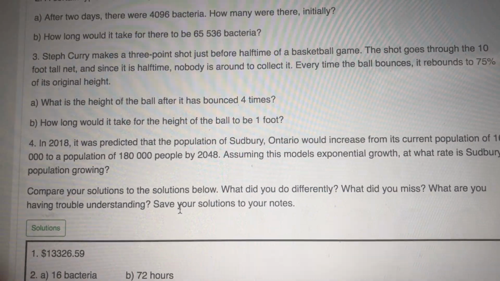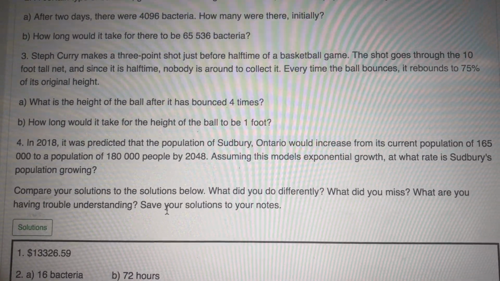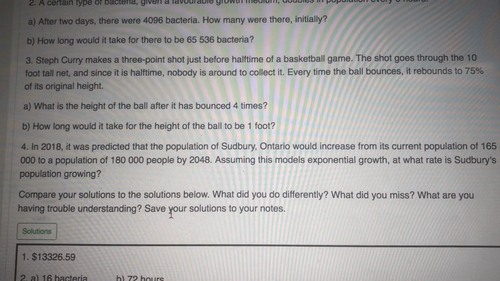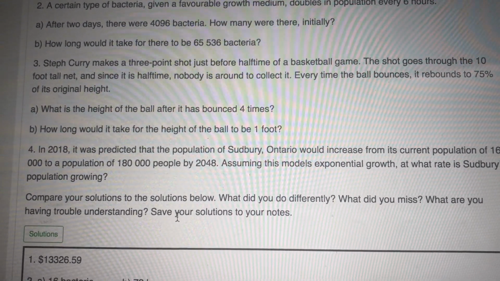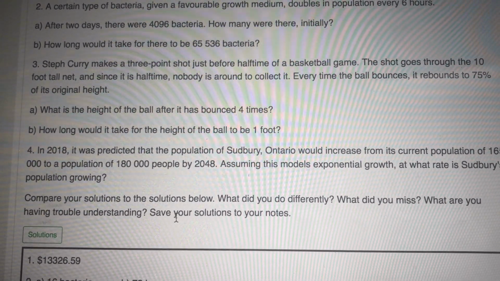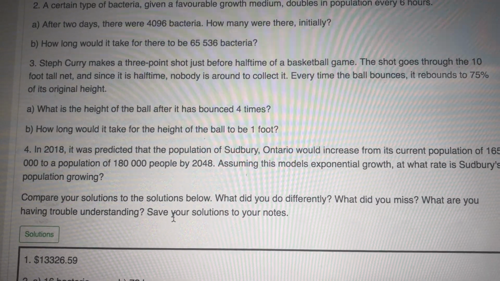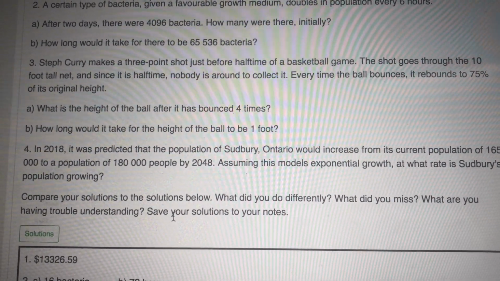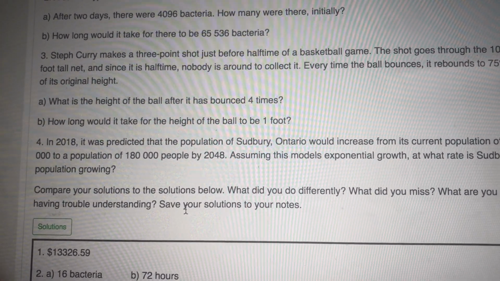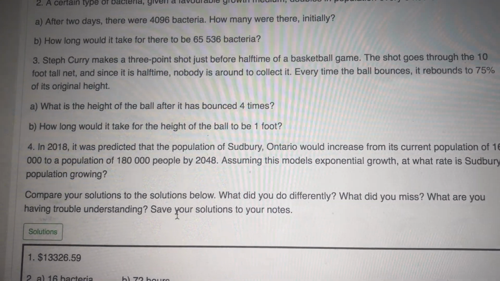Steph Curry makes a 3-point shot just before halftime of a basketball game. The shot goes through the 10-foot tall net, and since it is halftime, nobody is around to collect it. Every time the ball bounces, it rebounds to 75% of its original height. What is the height of the ball after it is bounced 4 times?